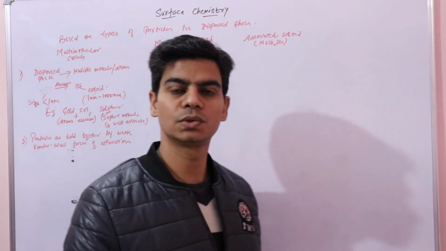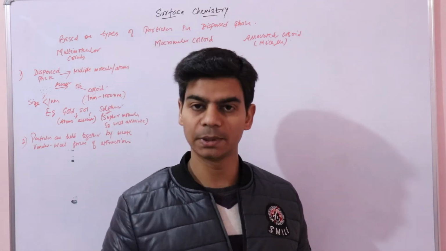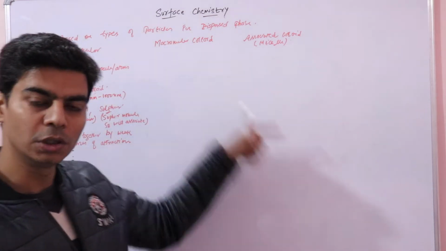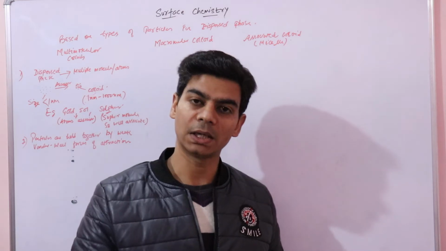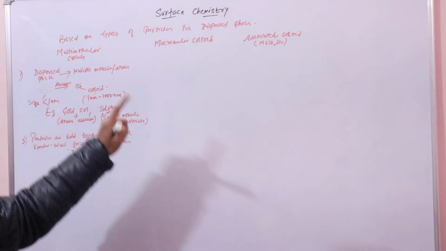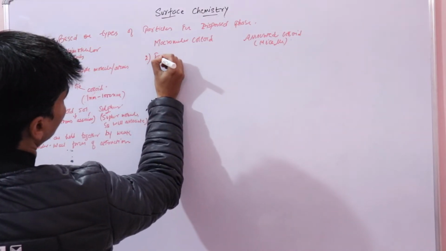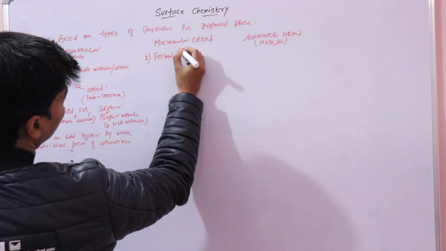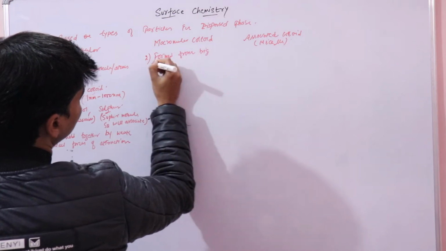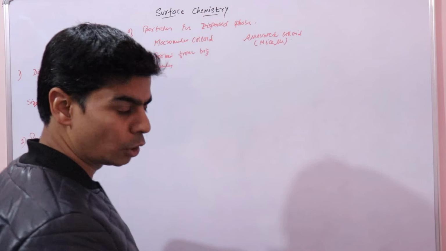When they are dissolved in a suitable solvent, they will form colloidal solutions. So the dispersed phase of these macromolecules will consist of particles of colloidal size, which is in the range of 1 nanometer to 1000 nanometer. These are formed from big molecules. Big molecules are polymers.